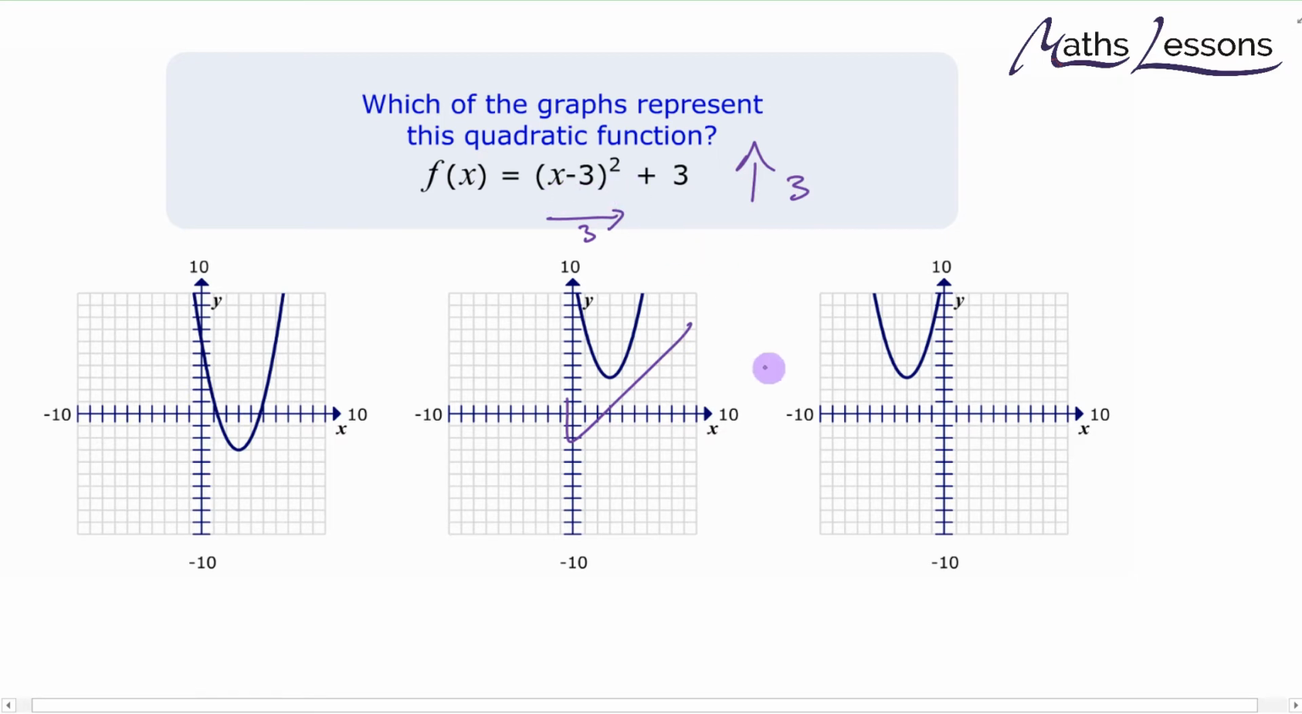Another trick you could use is just to put some values in. You might put x equals 0 in and see if it corresponds, although it doesn't show you where it crosses, so it might be a bit tricky.